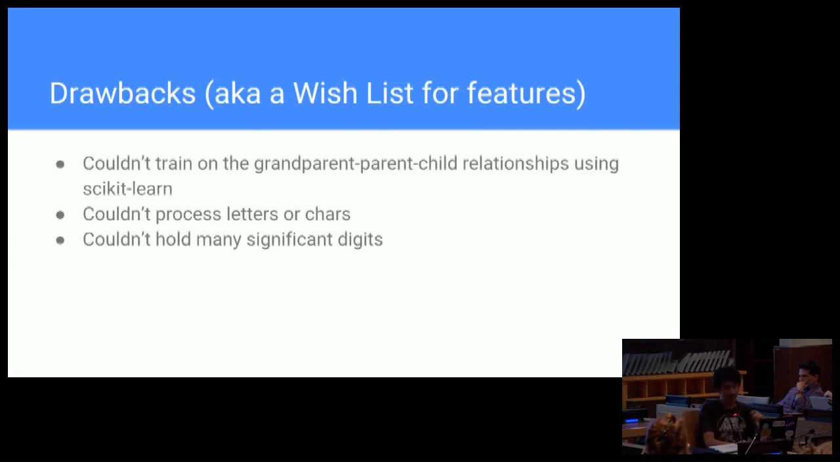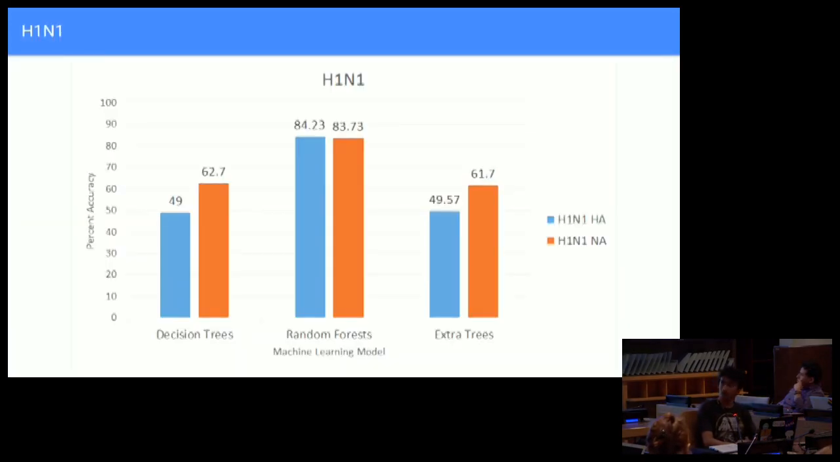And scikit-learn also couldn't take letters or characters. And I wish that I could have put all of those base pairs, those ATGC, into one big int. So I wish it could hold more significant digits, but you can only get so much. So now I'll talk about my results.